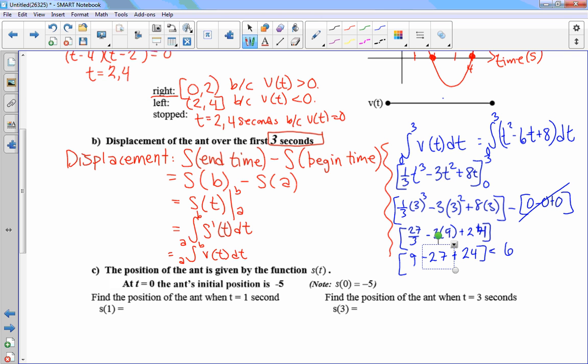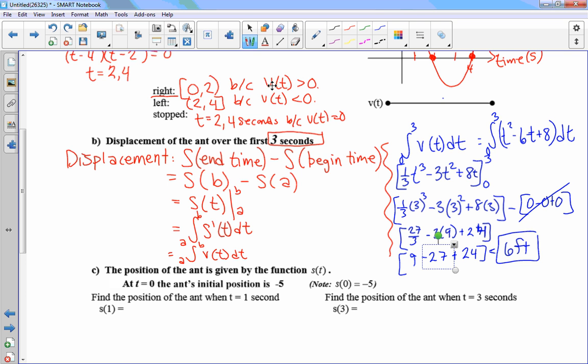6 feet. So in a sentence, can you explain what this means? Yep. The ant moved a total of 6 feet from 0 to time equals 3. Good.